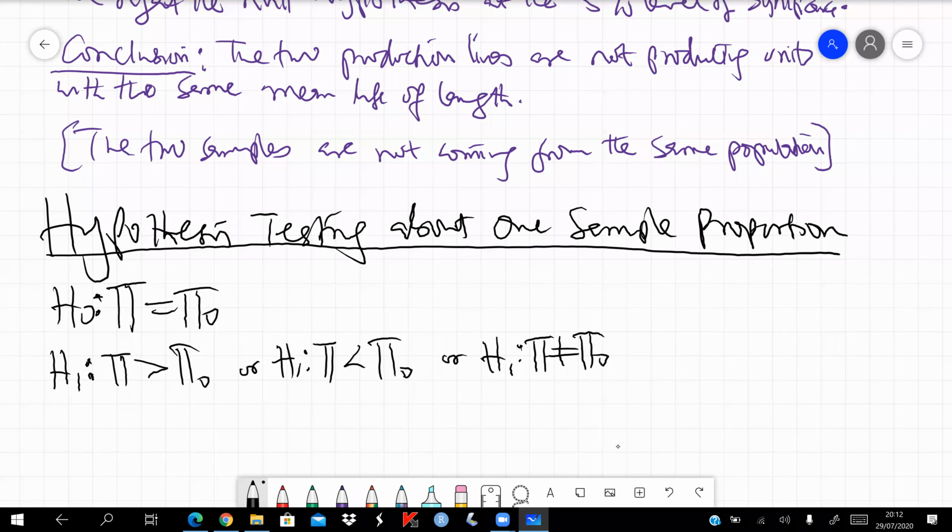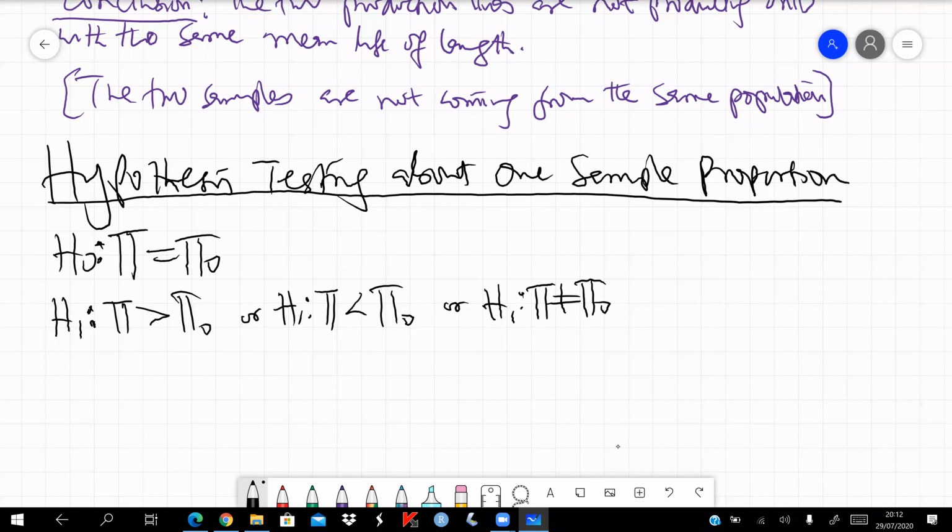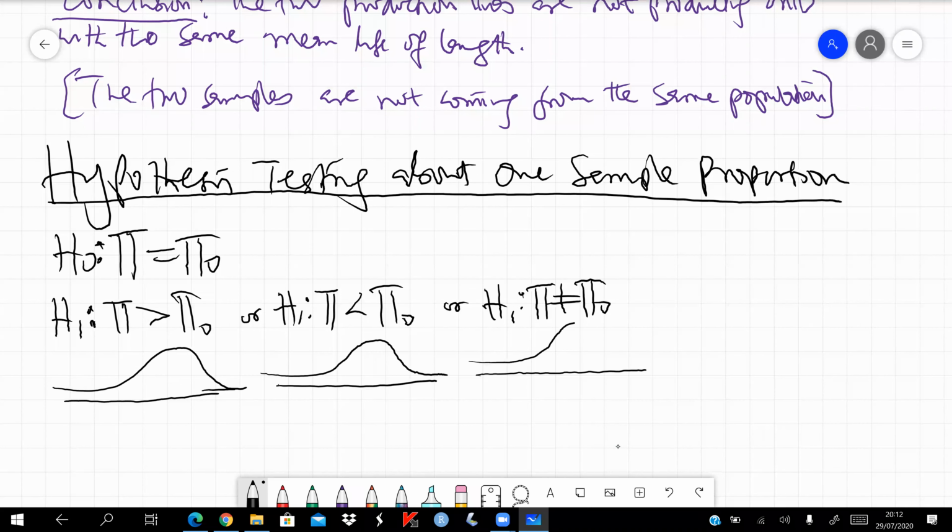So again, as we said earlier, this will call for an upper tail test. This will call for a lower tail test. This will call for a two-tail test. Sorry, I should have shaded that. And this one will be a lower tail test like that. And this will be a two-tail test like that. I'll not go to the details because we have already explained that bit.